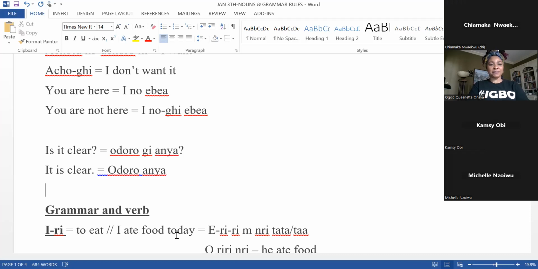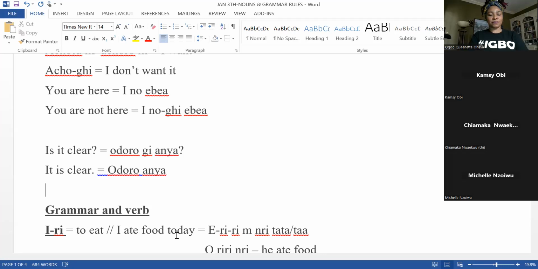Uchenna. Okay, Chiamaka. Is it clear? Odorogi anya. Onye ọzọ? Kedu Kamsi? Oya. Odorogi anya. Emeka kwuo ya. Is it clear? Odorogi anya. Okay, Uchenna. Is it clear? Odorogi anya. Okay, back to you again. Is it clear?